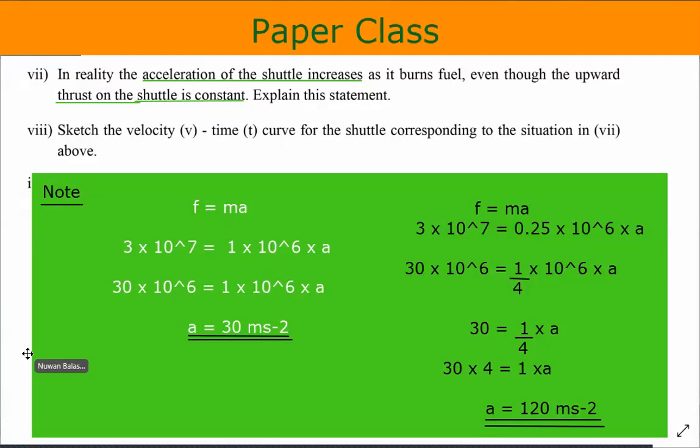If the rocket is closer to the Earth, you cannot neglect mg, right? The rocket should be very far away from the Earth, then only you can neglect mg. Otherwise you can't. Right, so I'll erase these things. If you want, please take a screenshot, because I want to go to the next part of the question.